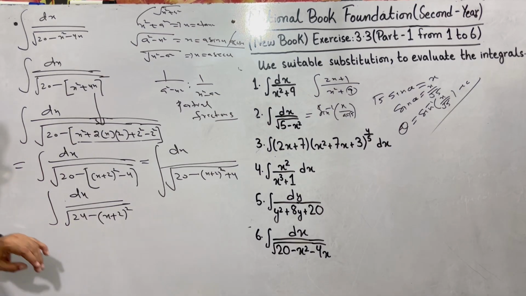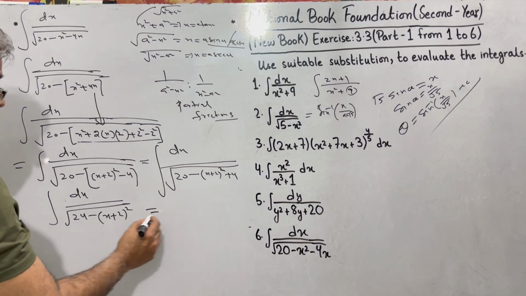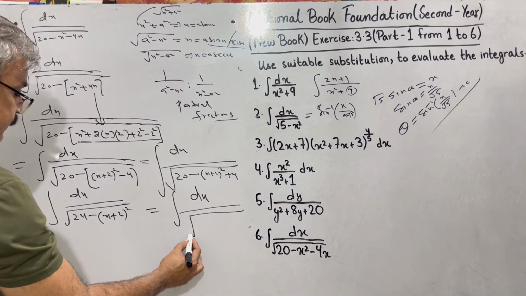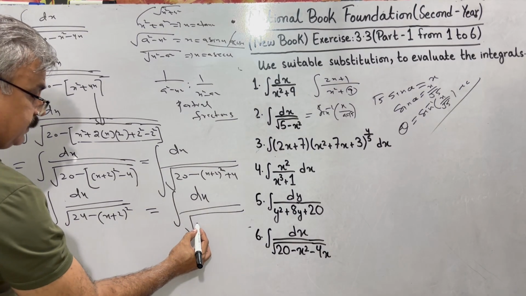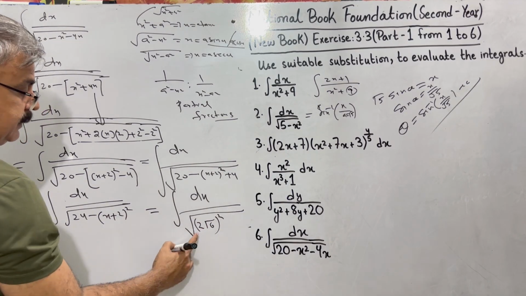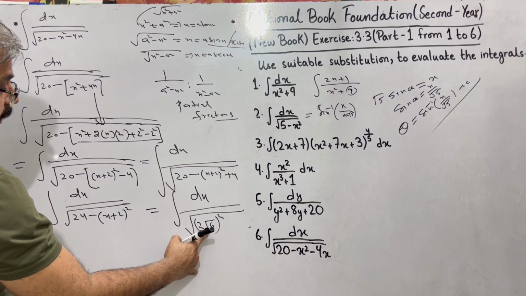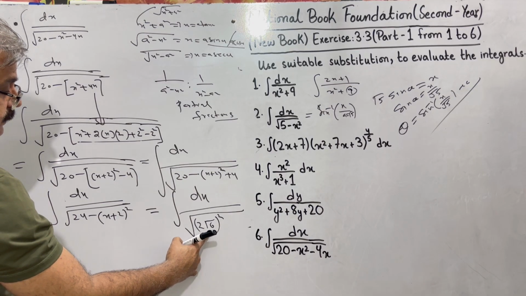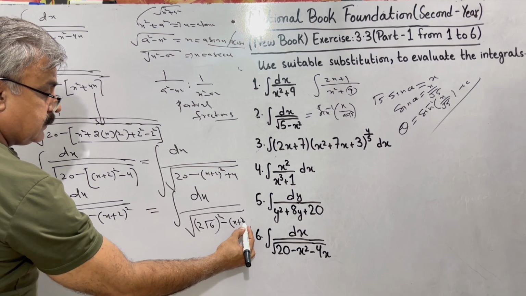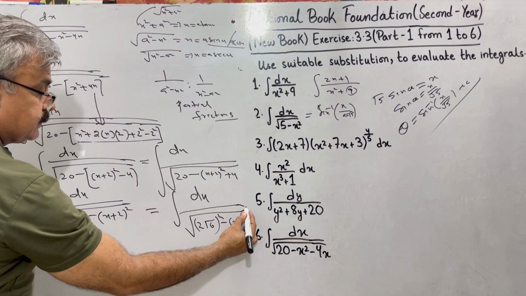So arrange this one into a perfect square quantity. 24 is not a perfect square quantity. Even then we can manage the square. Instead of 24 I can write 2 times root 6 whole square. The square of 2 is 4 and the square of root 6 is 6. 4 times 6 is 24. Same minus x plus 2 whole square.